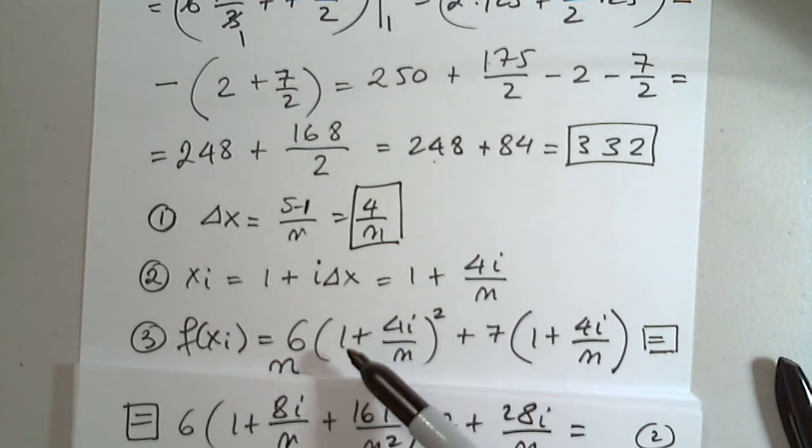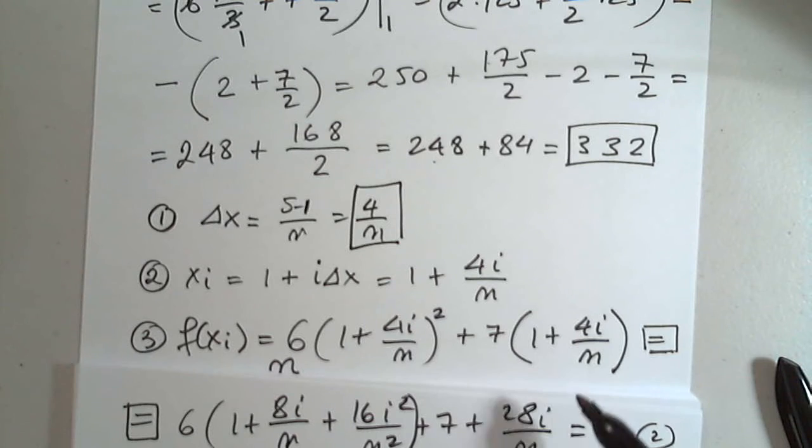So 6 is outside, the first term squared, plus 2 times the first times the second, plus the second term squared, plus 7 times 1, plus 7 times 4i over n. Now I distribute 6. So 6, 48i over n plus 96i squared over n squared. 6 times 6, 36, 6 and 3, yes. Plus 7 plus 28i over n.